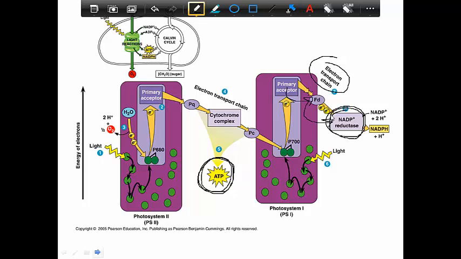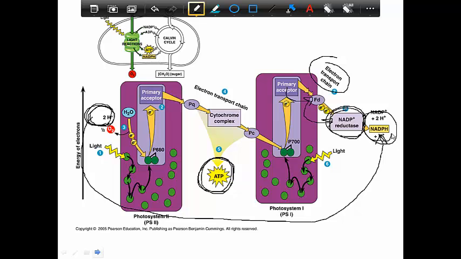Now, to make NADP into NADPH, all that needs to happen is we need to add on some hydrogens, right? So where do those hydrogens come from? Remember way back here when I said we get back to these hydrogens that came from the splitting of water? Those are the hydrogens that are used to make NADPH over on this side. All right, so NADPH relies on the hydrogens that come from photosystem 2.